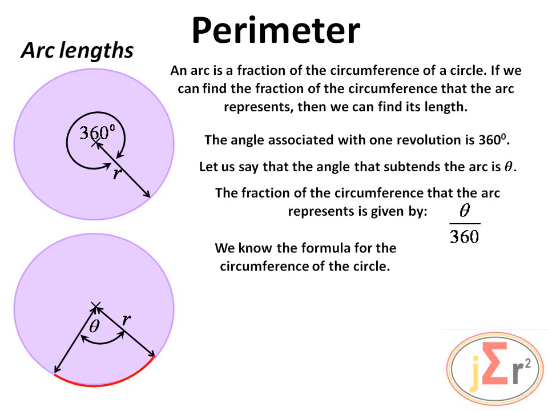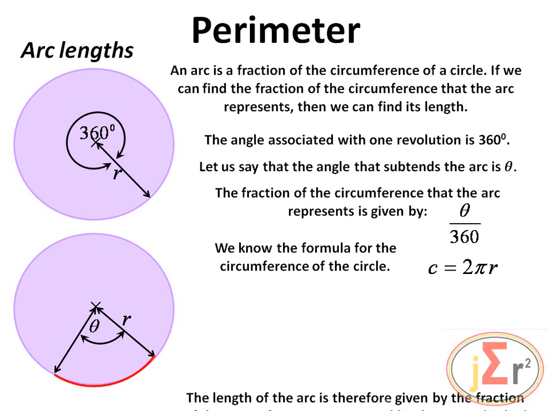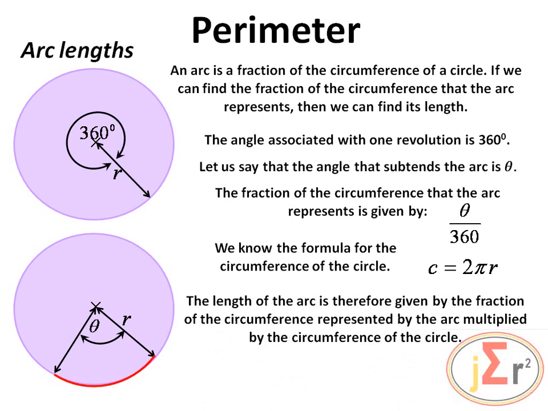We know the formula for the circumference of a circle. What? C is equal to 2 pi r. That's it. So the length of the arc is therefore given by the fraction of the circumference represented by the arc multiplied by the circumference of the circle. So what do we have? The fraction that represents the portion of the circumference that the arc represents, and that is multiplied by the circumference of the circle. In this particular case, we are using 2 pi r, and it's the same thing that we have right here. The exception is that we are using the formula when the diameter is included.